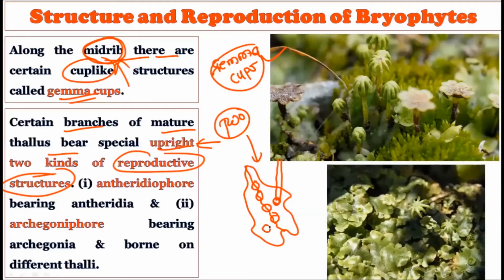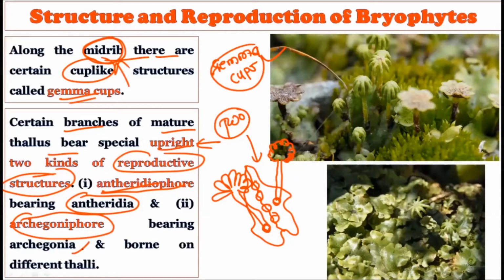Okay, although Marchantia is dioecious and does not form both the sexual organs on the same plant, still we are drawing it here. One is called the antheridiophore, like this, and the other is called the archegoniophore. As you know, these are the male and the female reproductive structures in this particular bryophyte, that is the Marchantia. See, the antheridiophore bears the antheridia, which is the male sex organ, and the second one is the archegoniophore, which bears the archegonia, and these are born on different thalli.